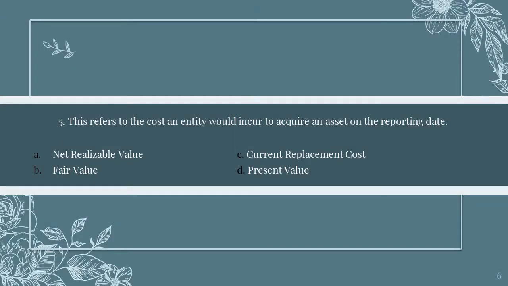So number 5, this refers to the cost an entity would incur to acquire an asset on the reporting date. Letter A, net realizable value, B, fair value, C, current replacement cost, D, present value. So the answer would be letter C, current replacement cost.